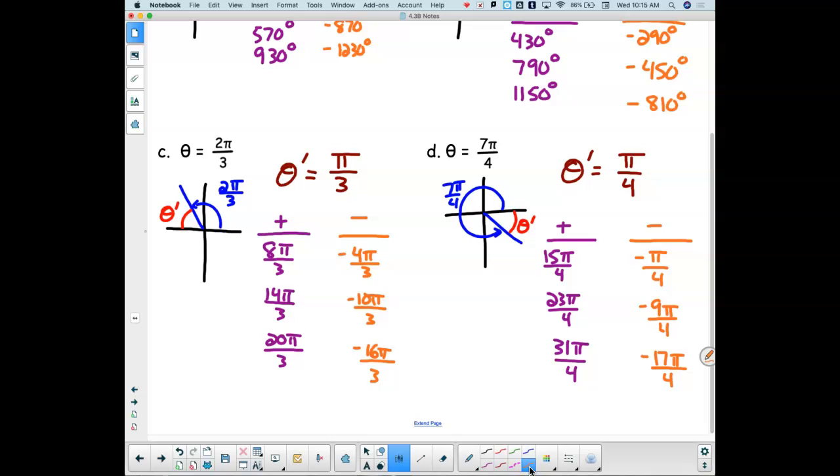Yes, ma'am? Because we want it to be an acute angle, which means that it has to be between 0 and, in this case, pi over 2. Because it's in negative pi over 4 is not between 0 and pi over 2. Okay? That's why. Okay? Yes, ma'am?